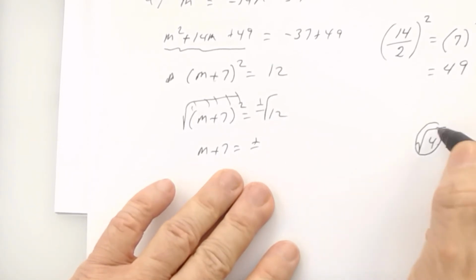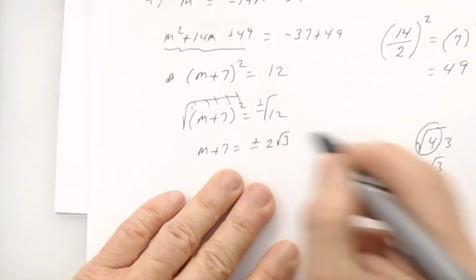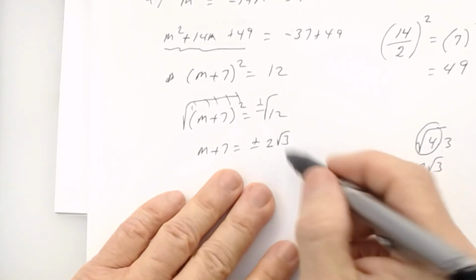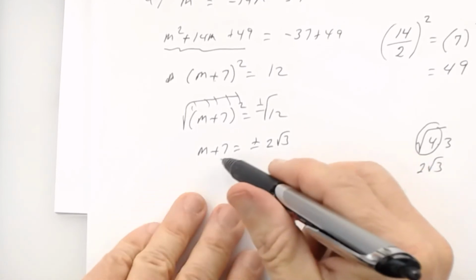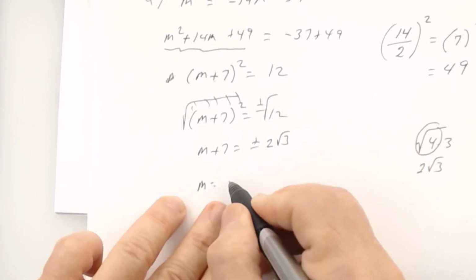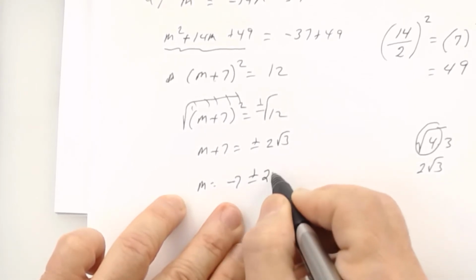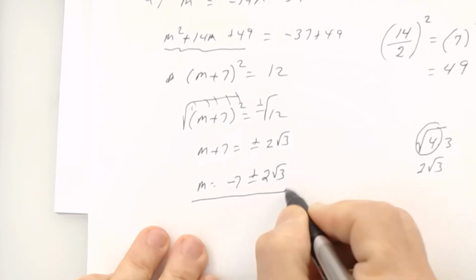And what's the square root of 4? 2. So that's 2 square root of 3. So that goes here. One more step and you're done. So I end up with irrational solutions, right? So just bring this 7 over and you're done. So what's the answer? Negative 7 plus or minus 2 square root of 3.